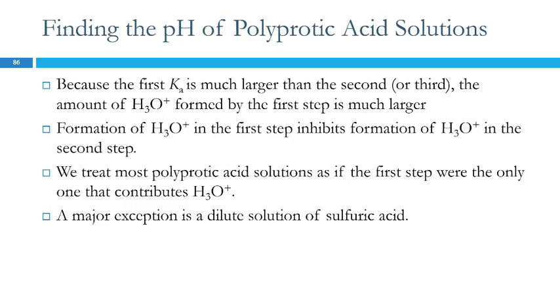So to find the pH of a polyprotic acid solution, we have to think about, well, is the first proton more important, or the second proton? The first Ka is always much larger than the second or third. And so the amount of hydronium ion formed by that first step is larger, and often is the only thing we need to look at, because the formation of hydronium ion in this first step inhibits the formation of hydronium ion in the second step.